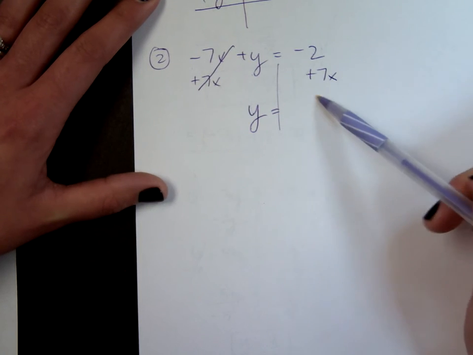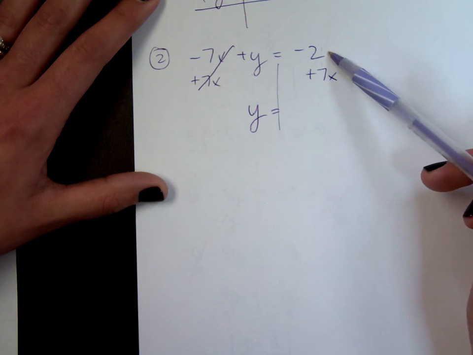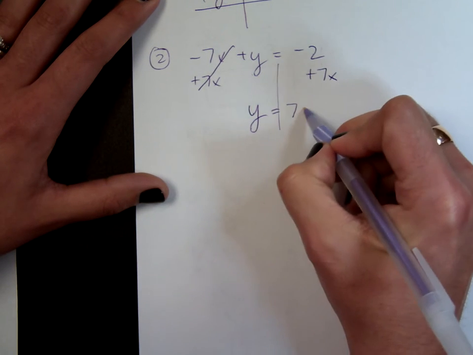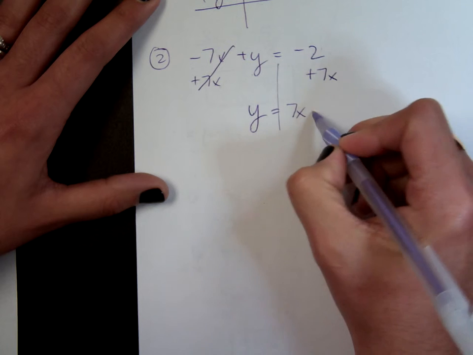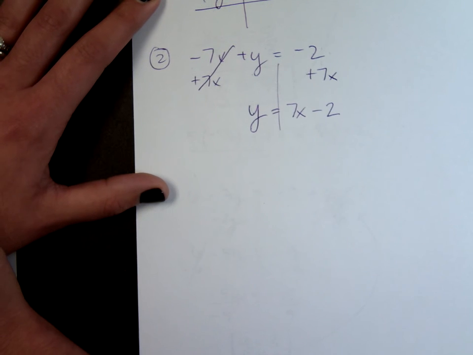Okay, again, I cannot combine these. This one has an x, this one doesn't. So I bring down my x and I put it first, and then I bring down the negative 2, or minus 2.